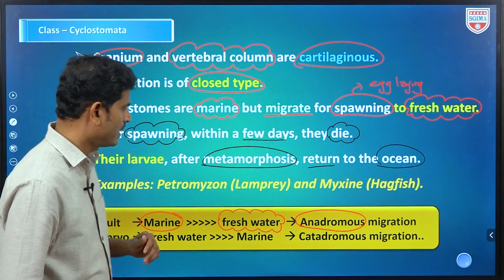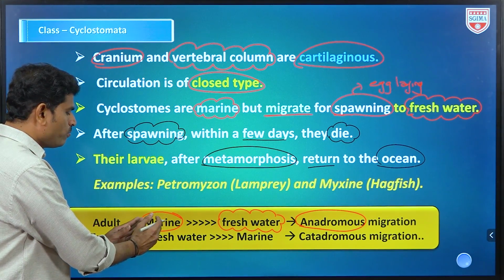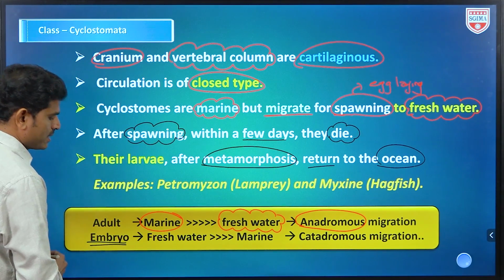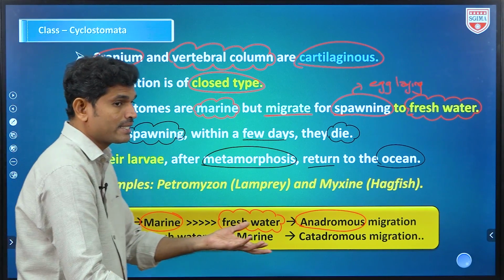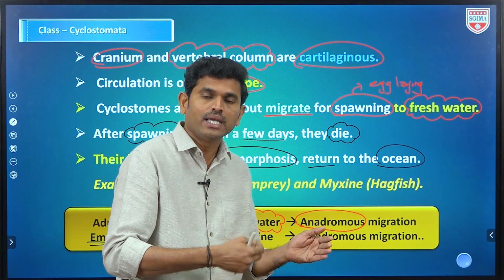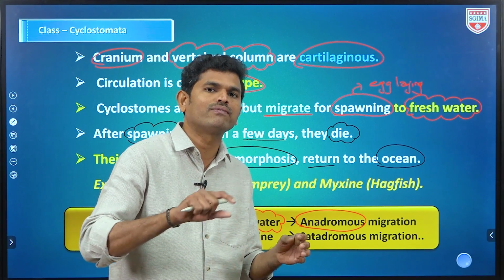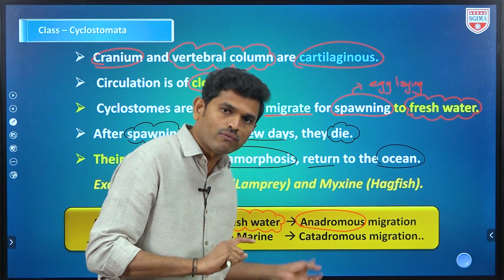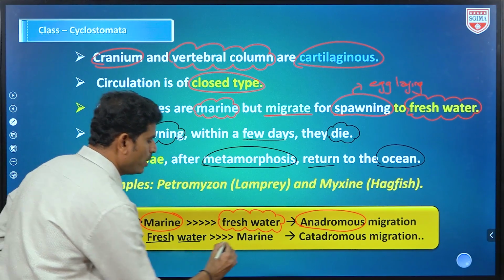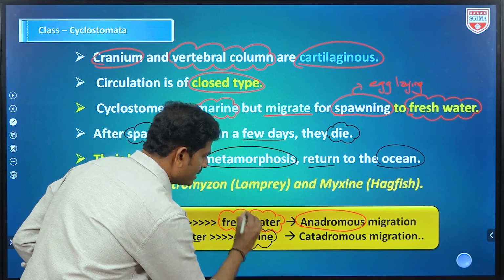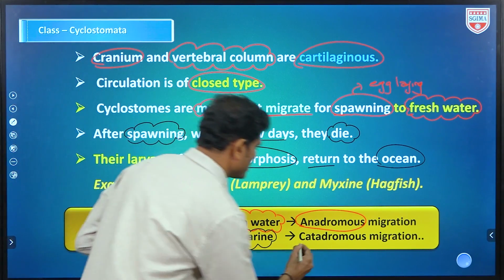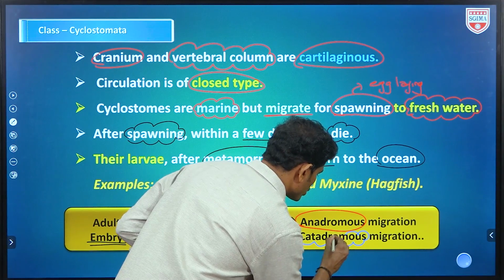Here is a process: the parents go from marine to freshwater, which is anadromous migration. Then from freshwater, they lay the eggs, then they fertilize, and larval forms come from that. These larval forms will be in search of their mother places. From freshwater to marine water they are going to migrate. This type of migration is known as catadromous migration.